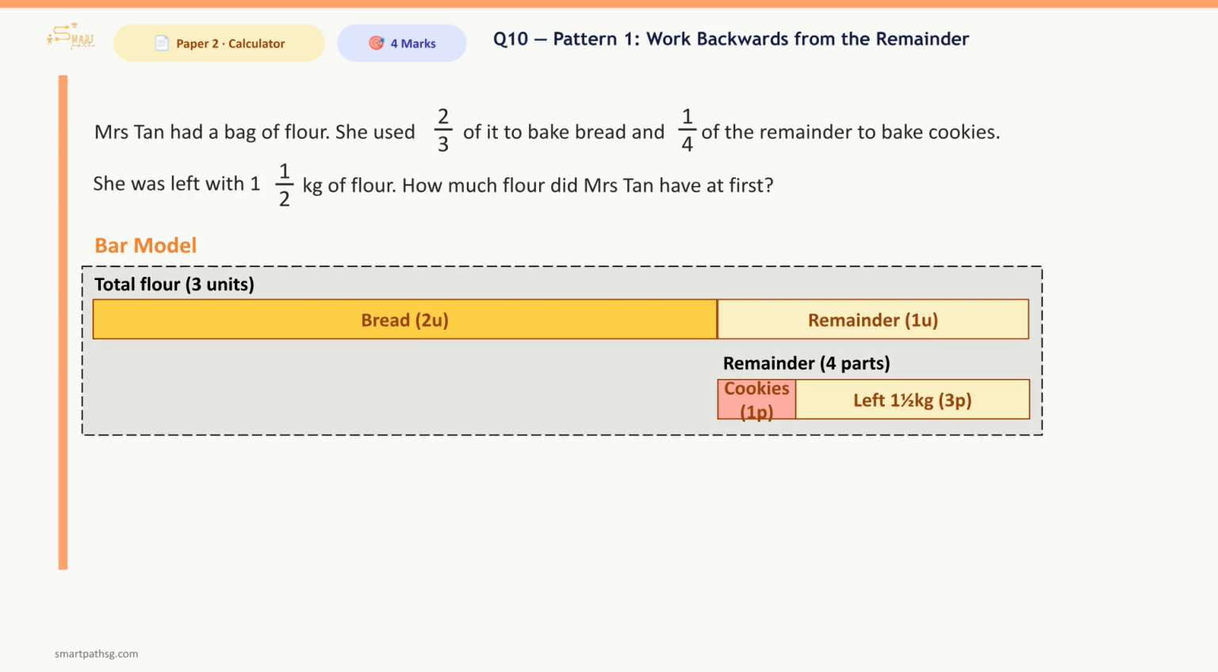Now we can combine these 2 bars into 1, and make it easier to solve for the original quantity this question asks. The idea is to scale up the units so that every segment of these 2 bars can be represented in the same unit, instead of 1 in units and 1 in parts.